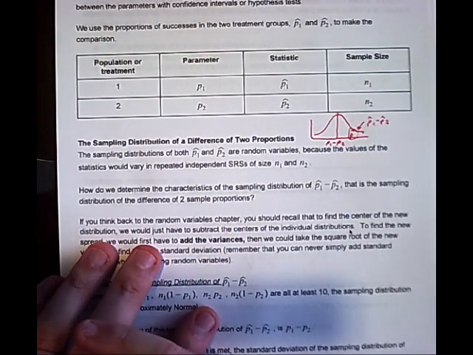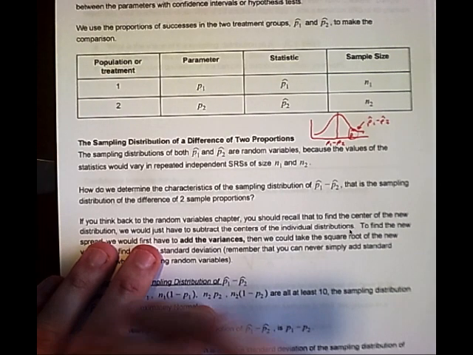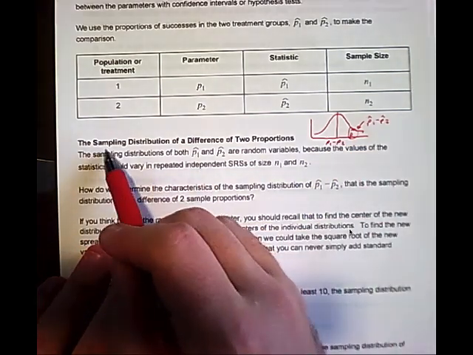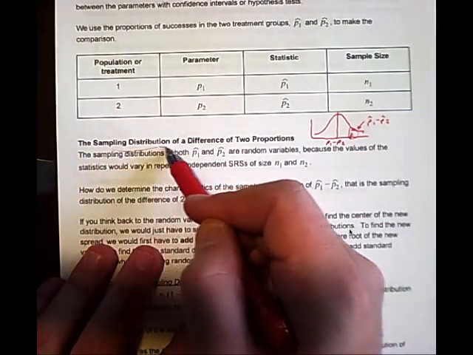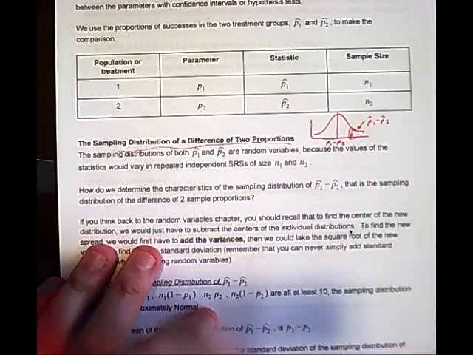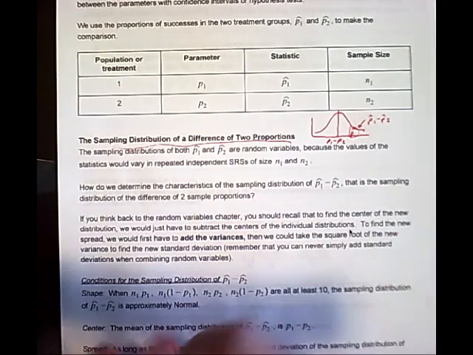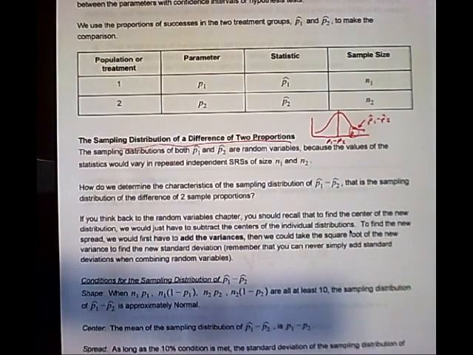So if we keep taking samples and looking at the differences in their sample statistics, it generates some sort of distribution. And that's what they're talking about here, the sampling distribution of a difference in two proportions. So this curve is filled with a bunch of p hat 1 minus p hat 2s. All right. So let's read the next part. It says the sampling distribution of a difference of two proportions.